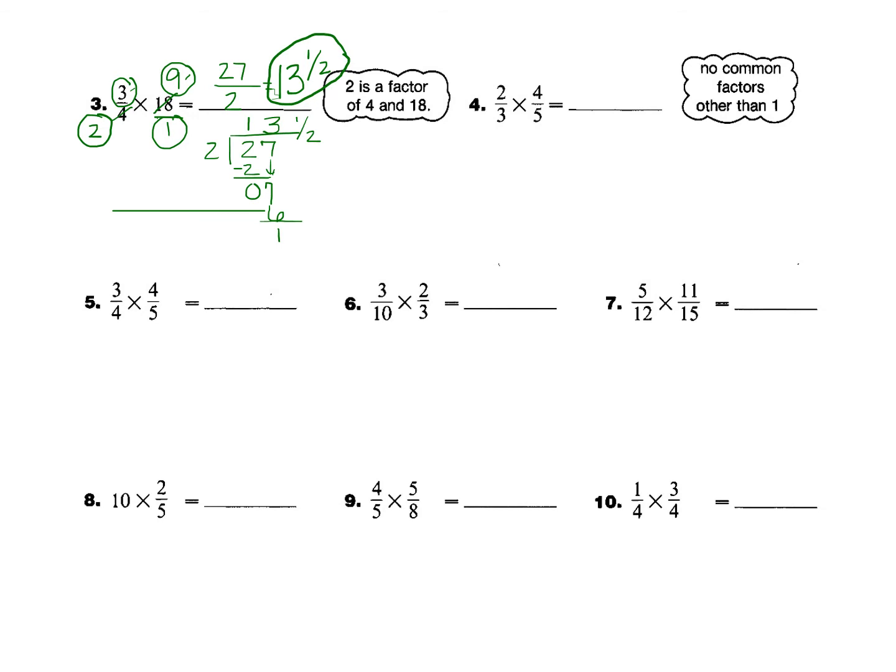Question number 4. 2/3 times 4/5. We cannot reduce before we multiply. 2 times 4 is 8. 3 times 5 is 15.